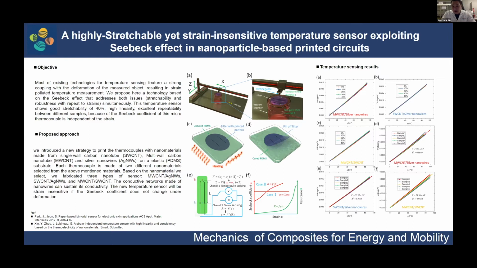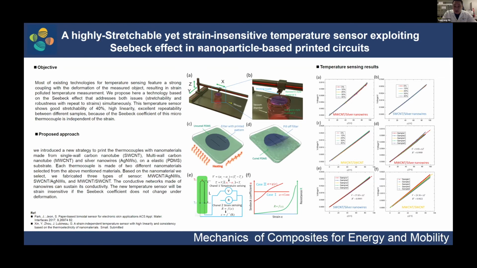We also tested different nanomaterials. For example, in figure A, it's multi-wall carbon nanotubes with silver nanowires. In figure B, it's single-wall carbon nanotubes with silver nanowires, and in figure C, it's multi-wall and single-wall carbon nanotubes. We see the Seebeck coefficients of these three categories are different, but all of them are strain-insensitive.